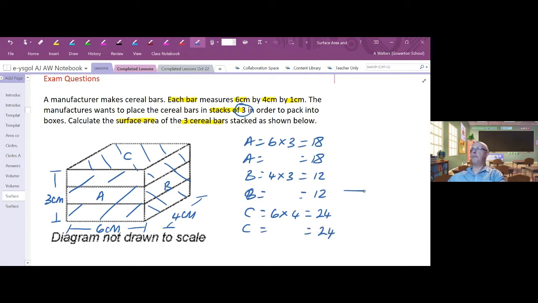And as I say, big plus sign there, tell the examiner what you're doing. Otherwise, if you have made an error there, you won't get any method marks. But assuming you've done everything correct there, I do believe that that all adds up to 108 centimeters squared. Okay. And that's the end of that question. Now, if you didn't make it 3 centimeters tall, you would get a number of marks, but not all the marks, because you've missed the fact that there's a stack of 3.